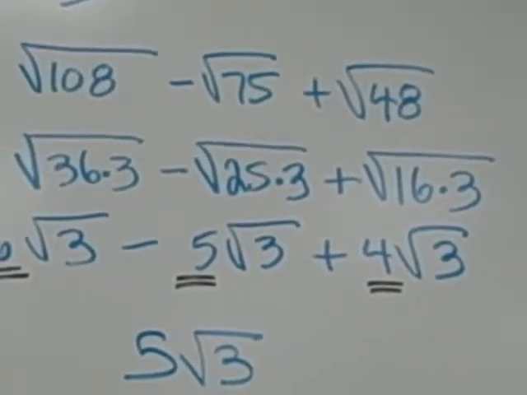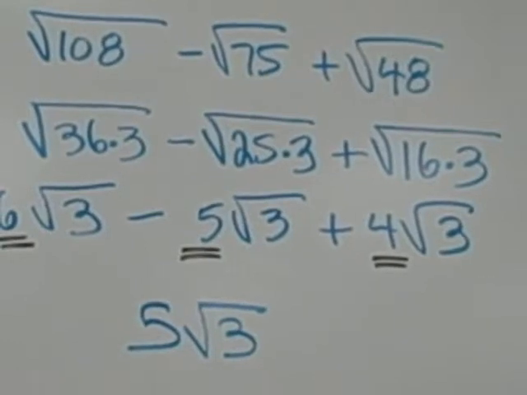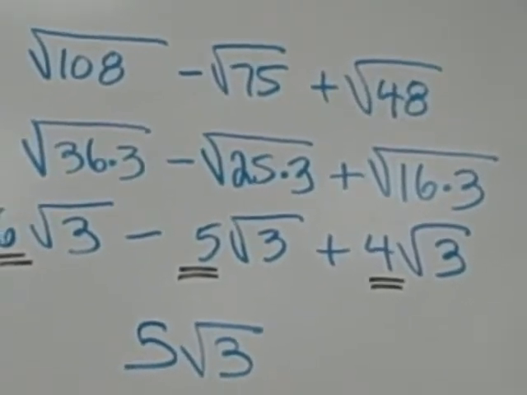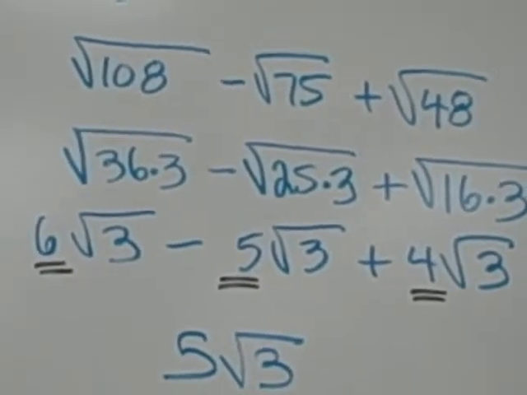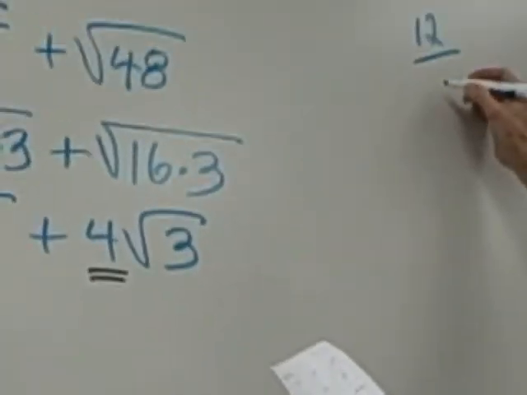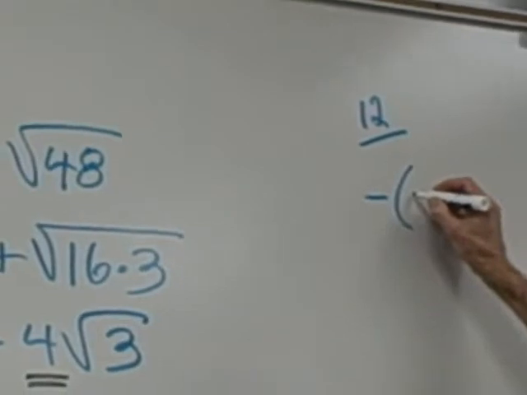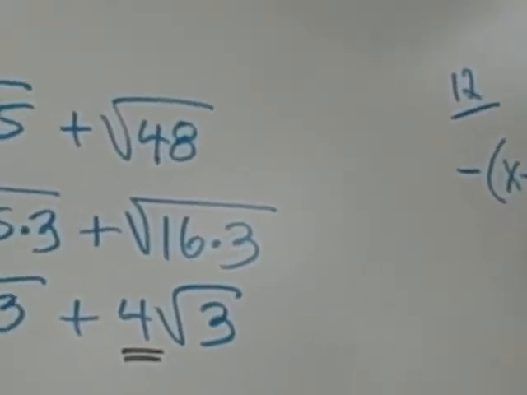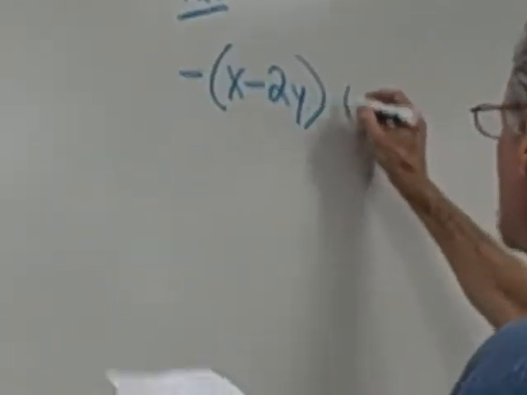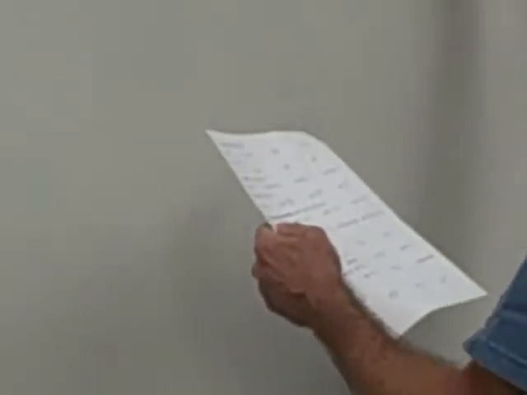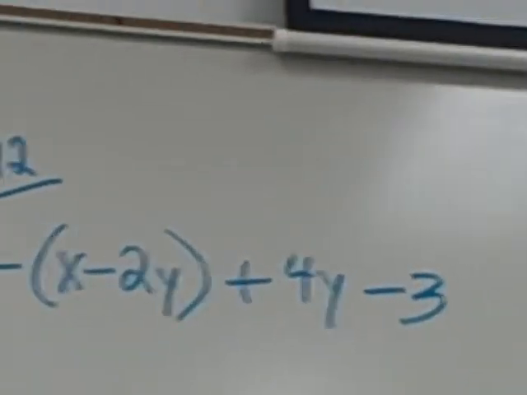All right, moving right along. Here's another simplify problem. I'm going to do 12 actually. I'm skipping 11. Let's do 12. X minus 2y plus 4y is 3.